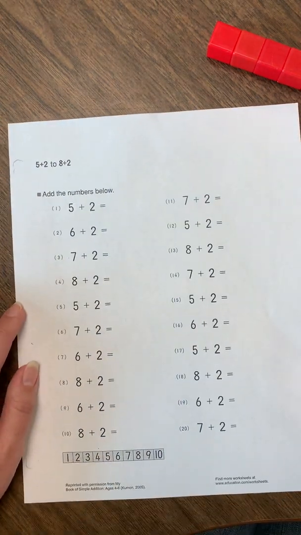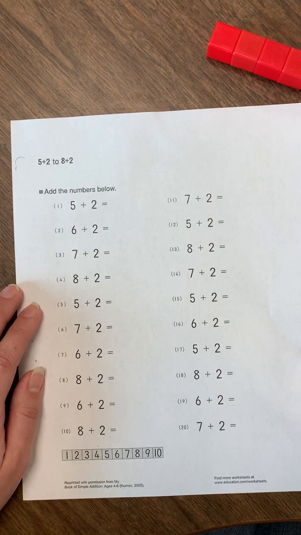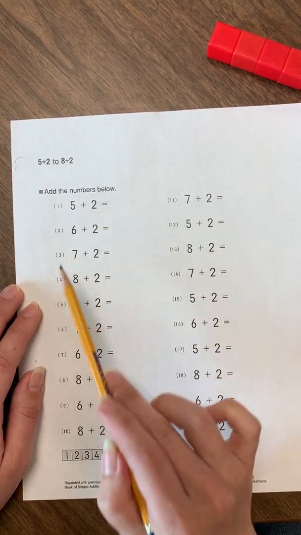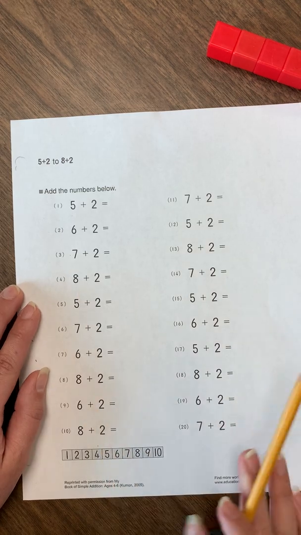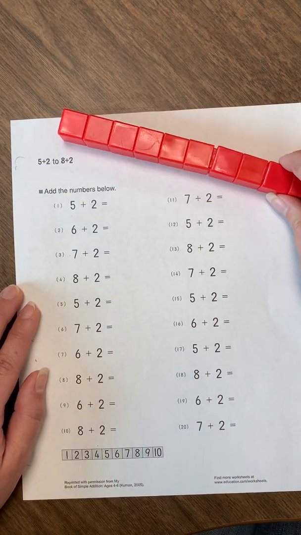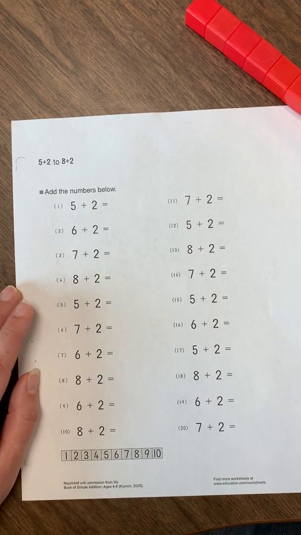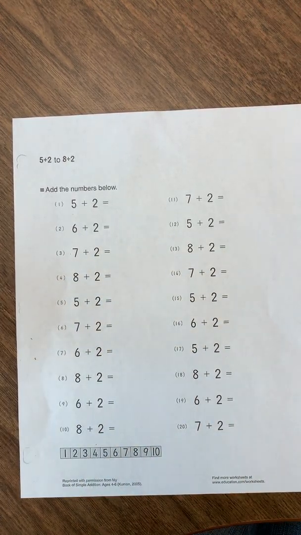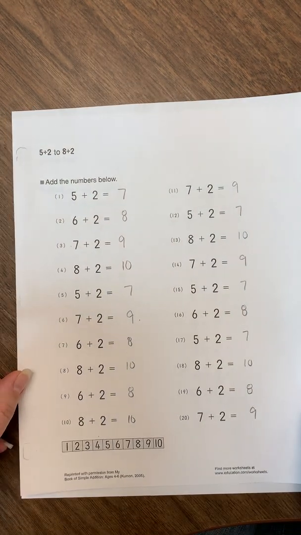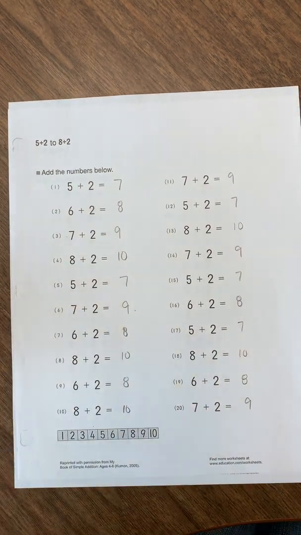Now I want you to find your facts practice sheet. We're adding 2 to an odd and also an even number. You can use your linking cubes. You can also use the numbers at the bottom to help. Pause the video while you work. When you're finished, you can check your answers. Try not to cheat. Work the brain. Pause the video while you check your work.